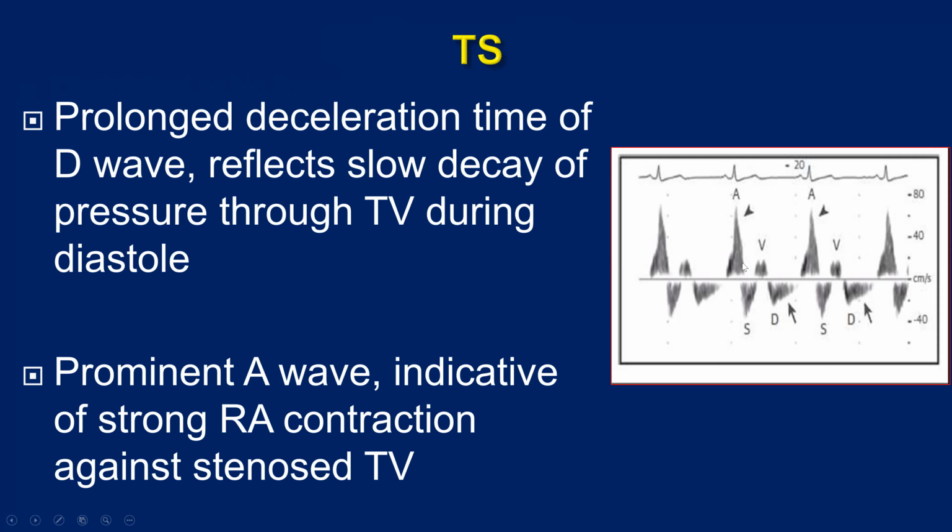Okay? The atrium contracts against a stenotic valve, so it will give backward flow. It cannot push forward. Forward is diminished, but backward, when the atrium contracts at the end of diastole after the P wave, you have a very large A wave. So the changes of hepatic vein Doppler in tricuspid stenosis, we have a very large A wave and slow deceleration time of D wave.